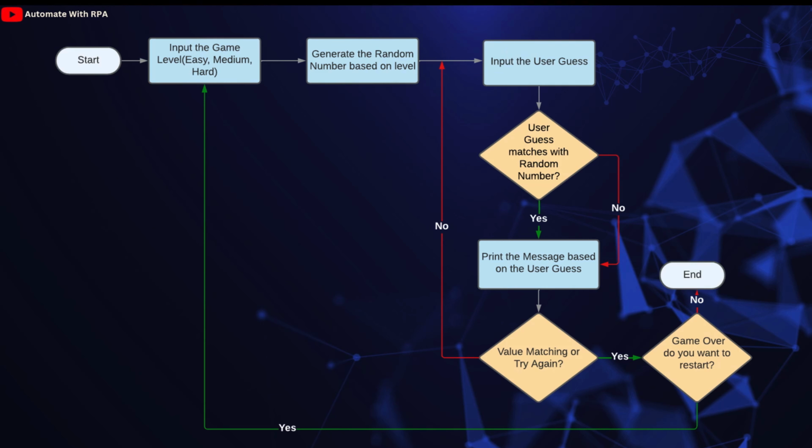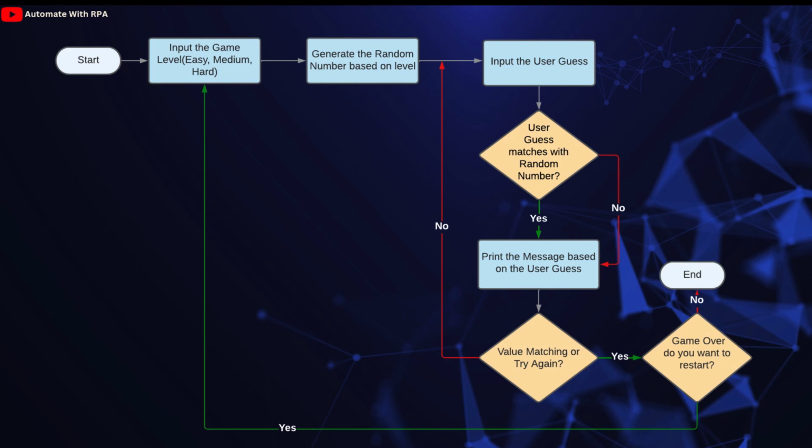Then I will ask the user to give the user guess. So the user will be guessing the random number. Once the user inputs the guess, I will check if the user guess matches the random number. If the user number matches the random number, I will say congratulations, the number got matched. If the number is not matching, I would give an option to retry the guess. And if the value is matching, then the user will get another prompt saying game over, do you want to restart the game?